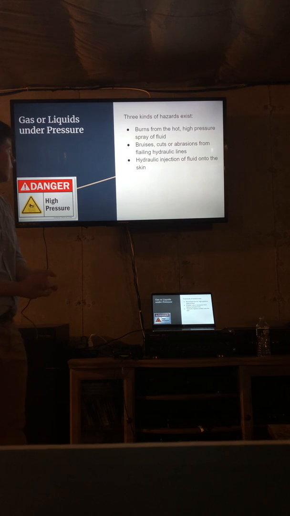And then finally, if a line were to be cut or have a small hole in it, you have hydraulic fluid splashing out onto people. And that's potentially hazardous because it can be very hot at times.